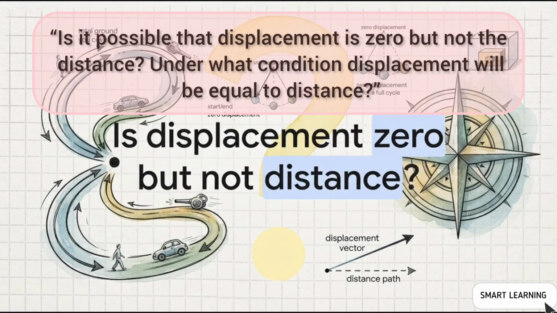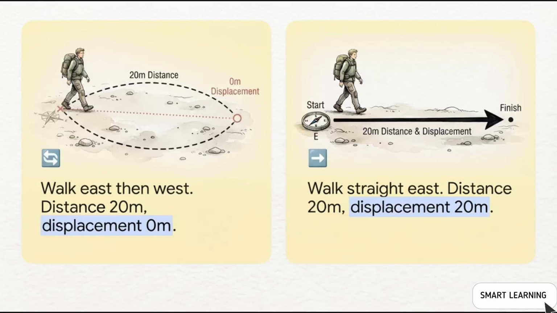Question 1. Is it possible that displacement is 0, but not the distance? Under what condition will displacement be equal to distance? Take just a split second to ponder the physical difference between the total ground you cover and where you actually end up relative to where you started. Well, the answer is a big yes. Displacement can absolutely be 0, while distance isn't.